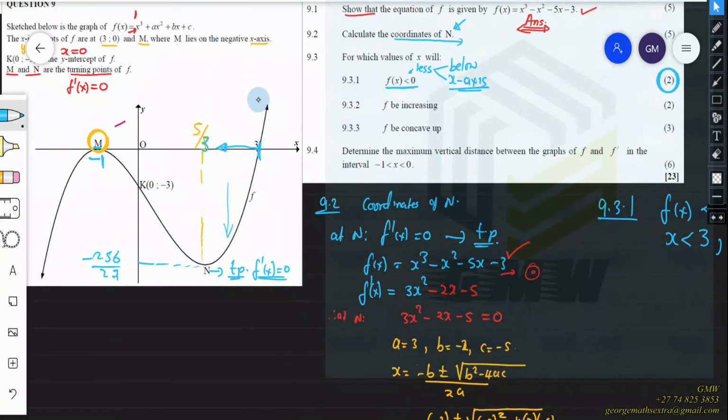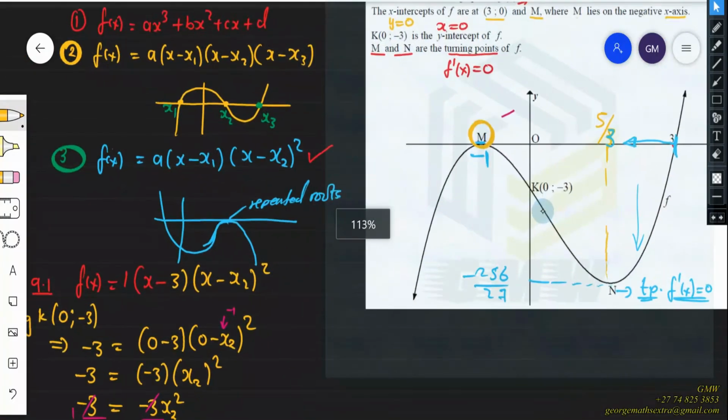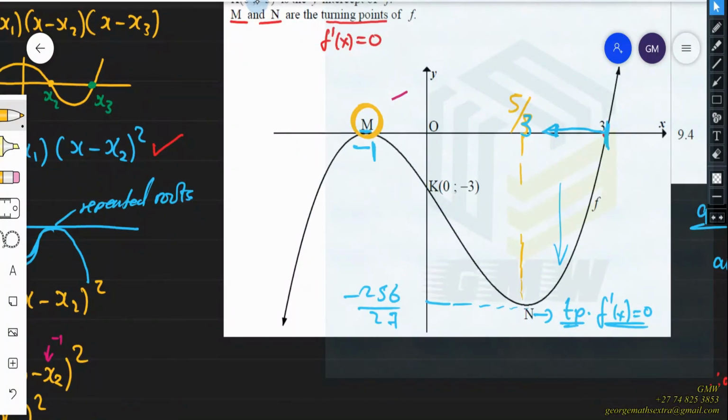Someone might write this answer in a different way, to say for all the values, if you check again, starting from -infinity going up to -1, surely the graph is below the x-axis. And again, for any value that is greater than -1 but smaller than 3, the graph is also below the x-axis. So the solutions are x is less than -1, which means all the values in this direction, and also x is between -1 and 3.